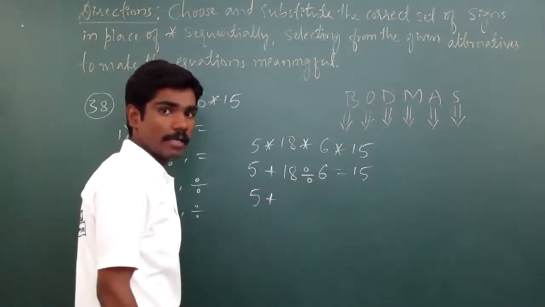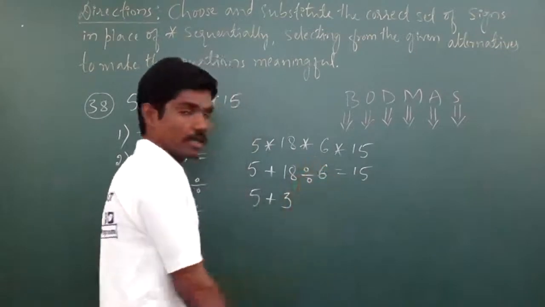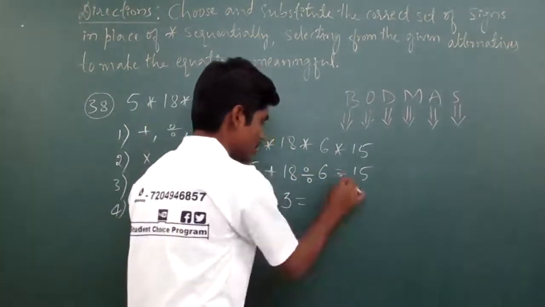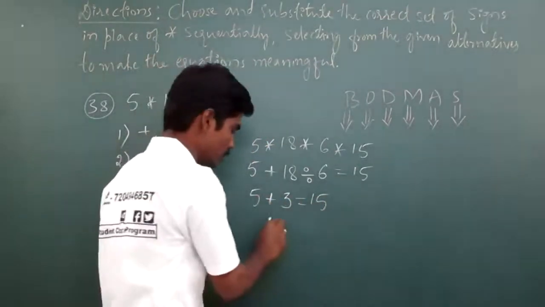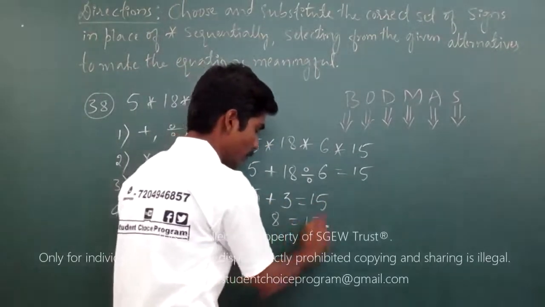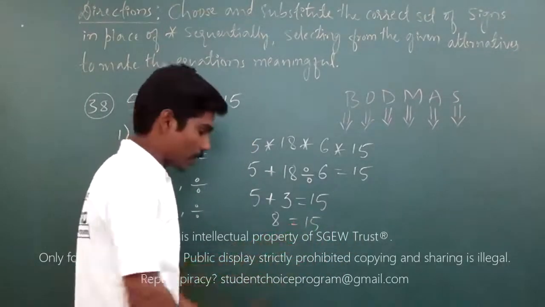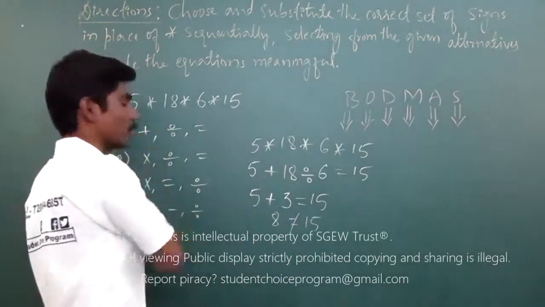What will we get? 18 by 6 is, of course, 3. Am I right? Okay. Now is equal to, as it is, 15. Now see here, 5 plus 3 is 8, equal to 15. But this 8 is not at all equal to 15. Isn't it? Therefore option 1 is the wrong option.